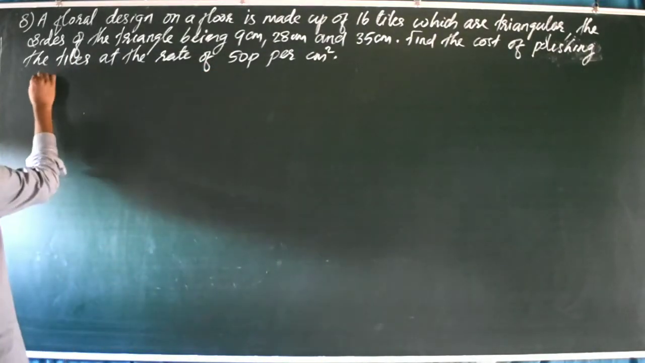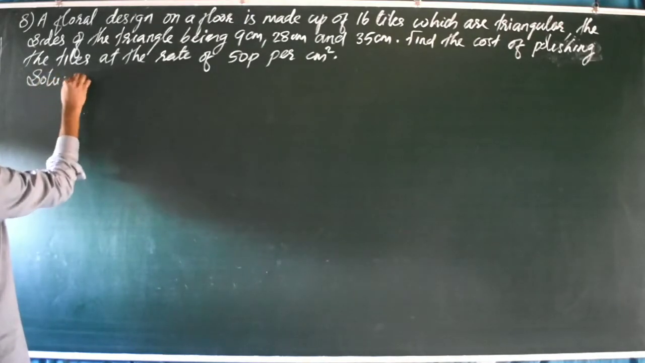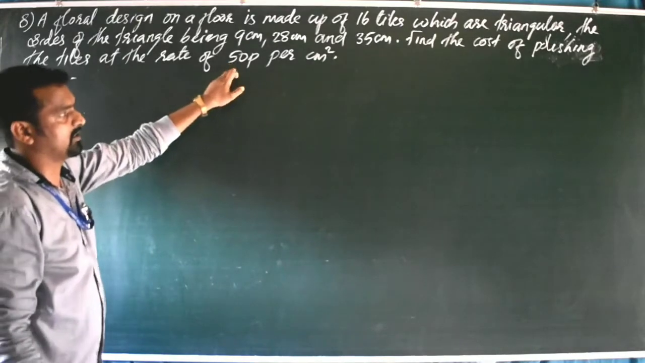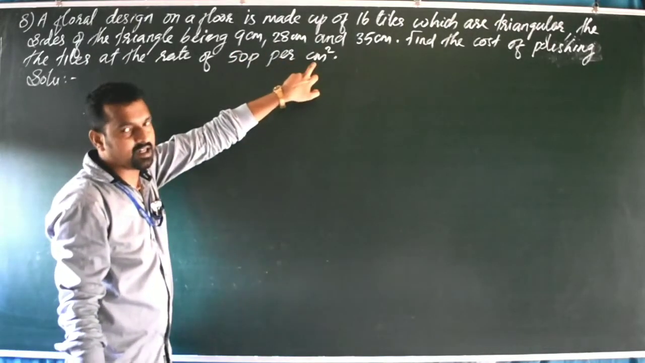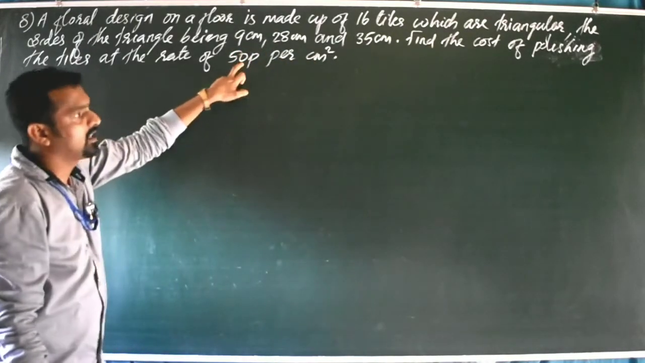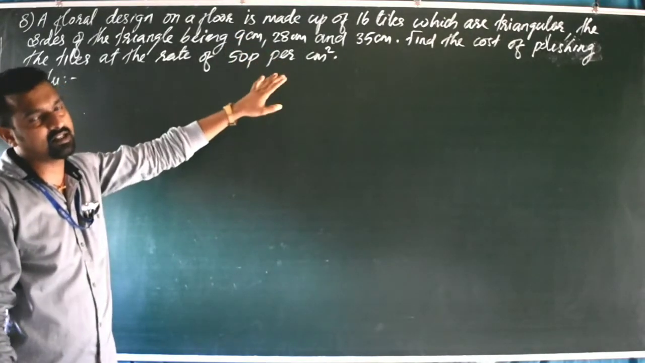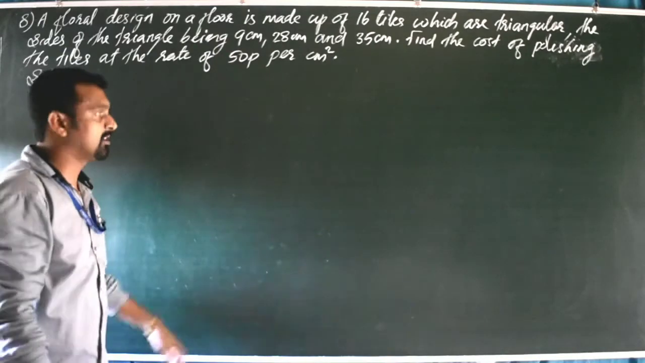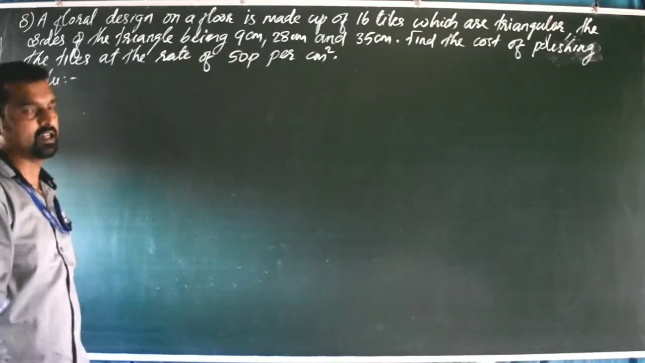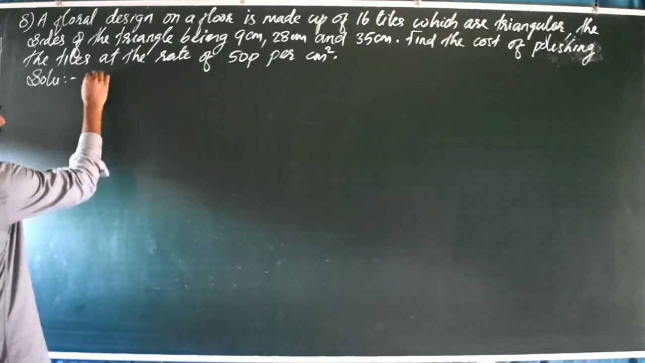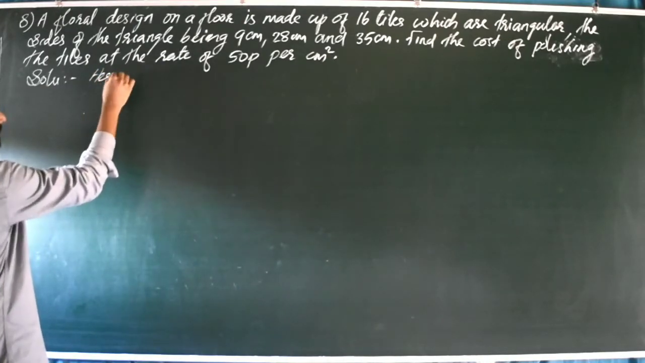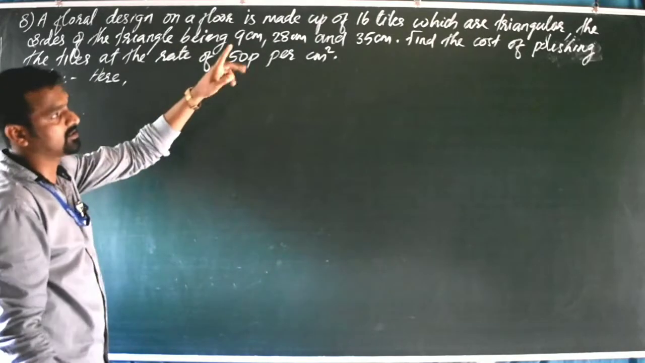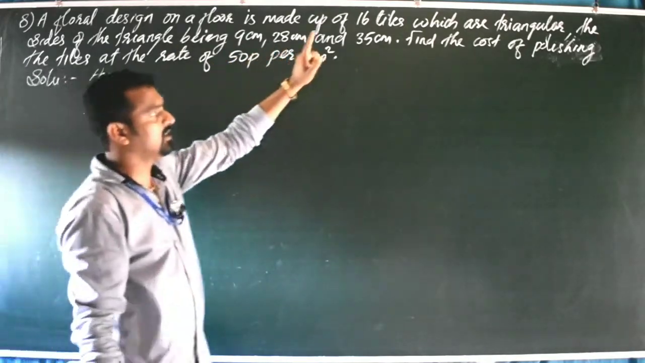So here we can write. First we have to find out the area of one tile. Here we have to find out the cost. If for 1 centimeter square area we have to give 50 paise, then total how much centimeter square area is there, that we have to find out, and we will multiply by 50 paise, then we will get the cost of polishing the tiles. So first we will find out the area of one triangular piece, and multiply by 16 to get the total area of 16 tiles.